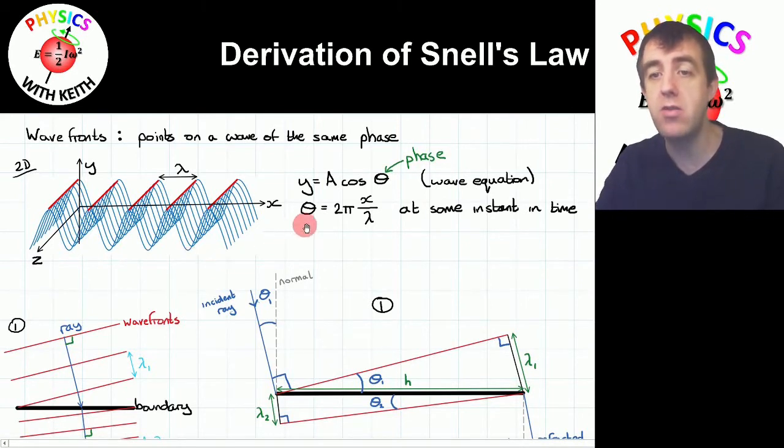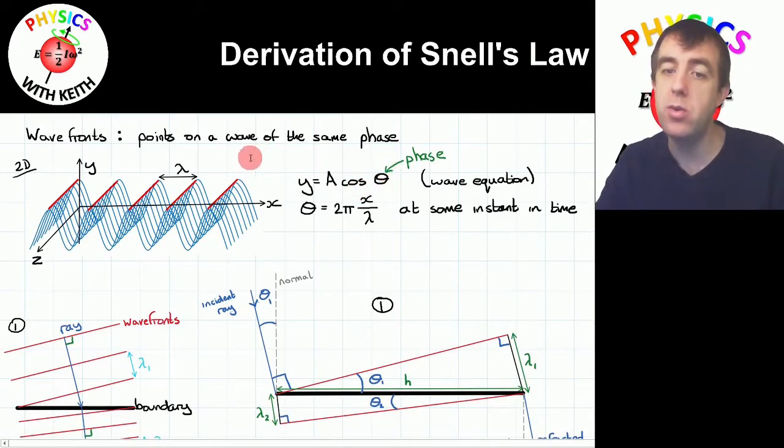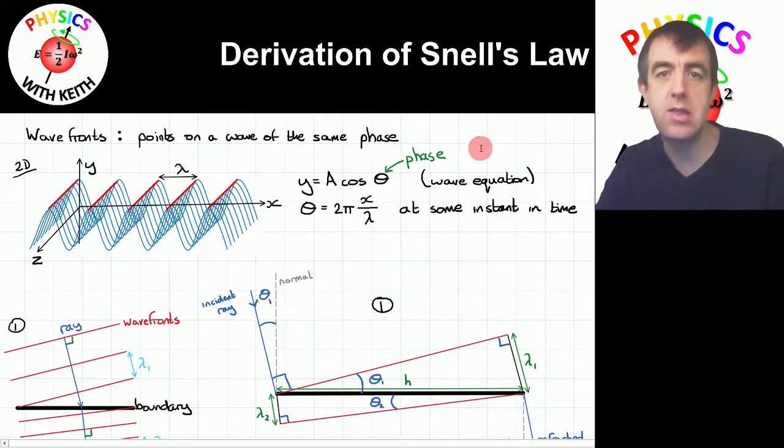The general wave equation is that displacement is equal to amplitude multiplied by the cosine of the phase, which here I'm calling theta. We have to be a bit careful because we will be using theta later on, so you can call it a different letter if you prefer, but I tend to call the phase theta.